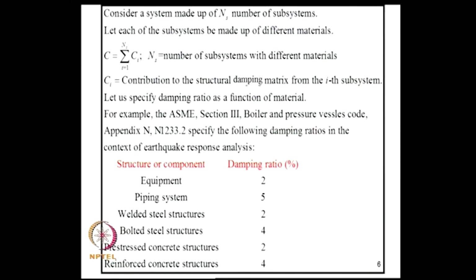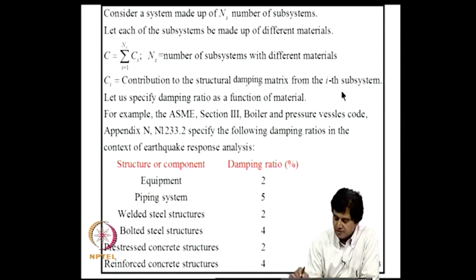We consider a system made up of n number of subsystems. We will assume that each of these subsystems is made up of different materials, and therefore the damping matrix itself can be envisaged as being made up of n contributions from each one of these subsystems. Now, Ci here is a contribution to the structural damping matrix from the ith subsystem.